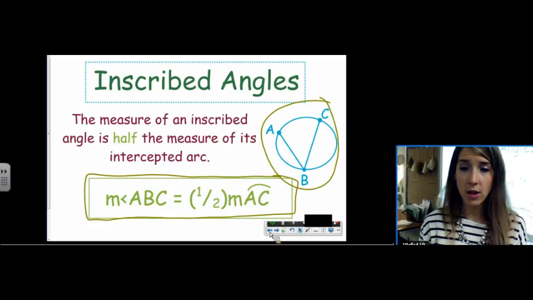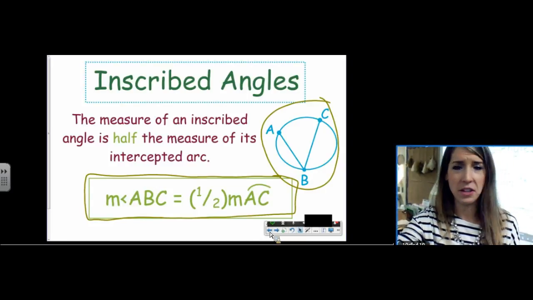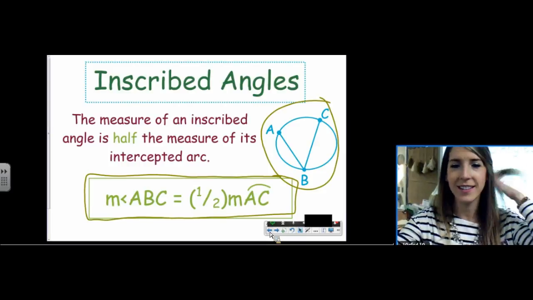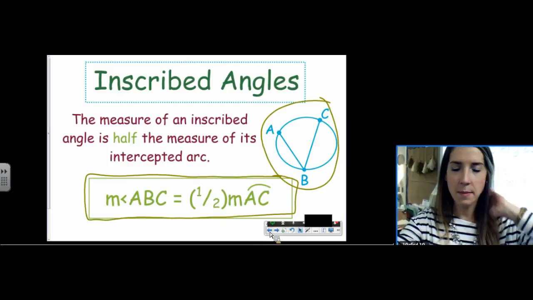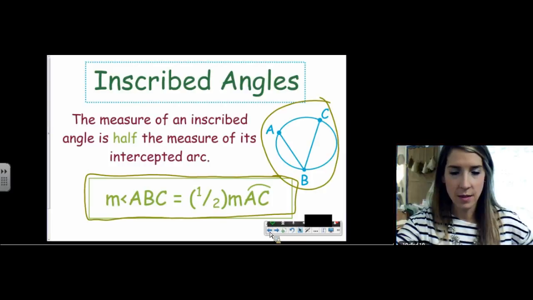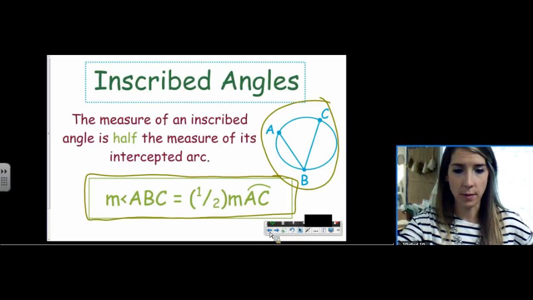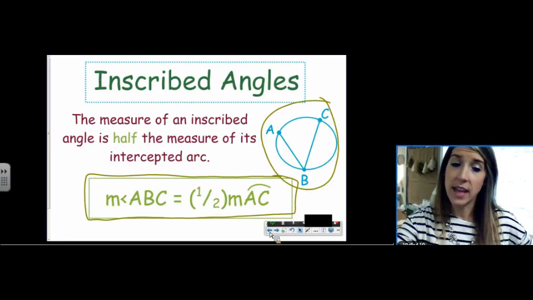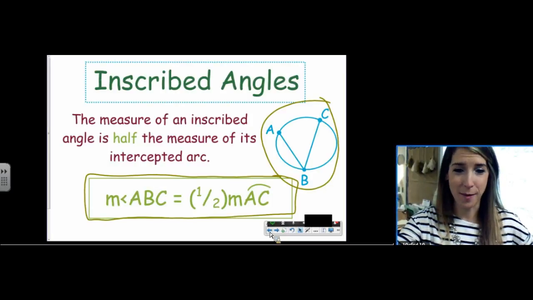So draw an inscribed angle. We're not being original here. We're calling it ABC again. The measure of angle ABC is 1/2 times the measure of the intercepted arc. This works every time that the angle is an inscribed angle.